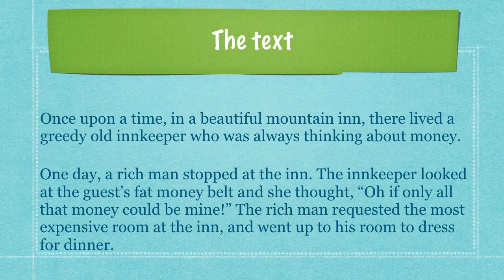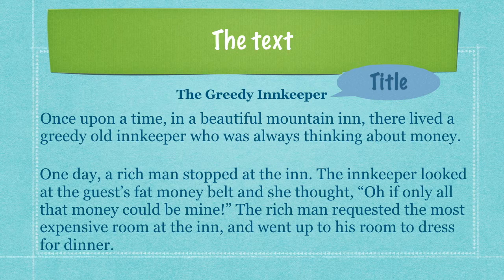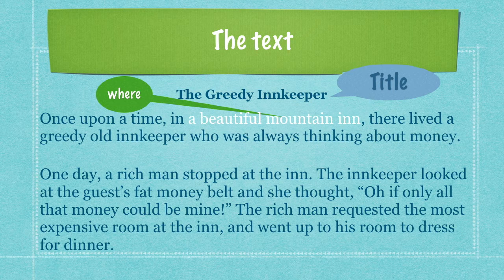We start with the first two paragraphs of the story. We need to have a title, of course, and the title of this story is The Greedy Innkeeper. Make sure you have a title when you write your story this week. We also need to mention the characters and where the story takes place. In this case, the place, a beautiful mountain inn, comes first. We also find the two main characters, a greedy old innkeeper and a rich man.